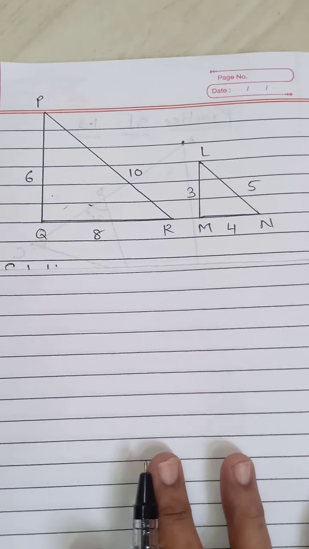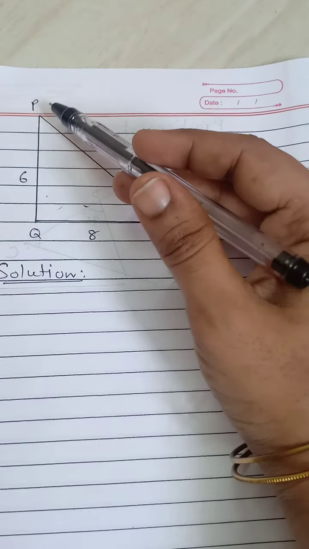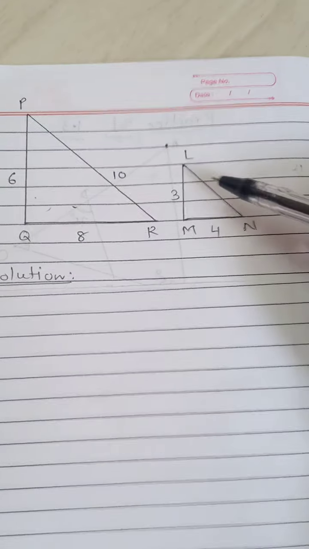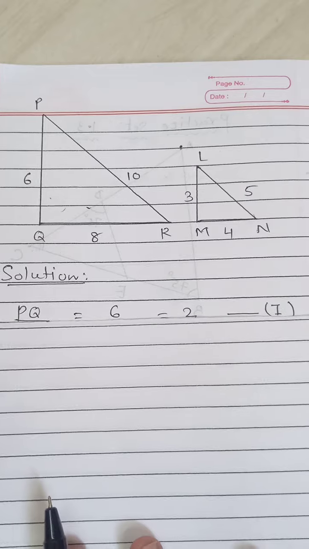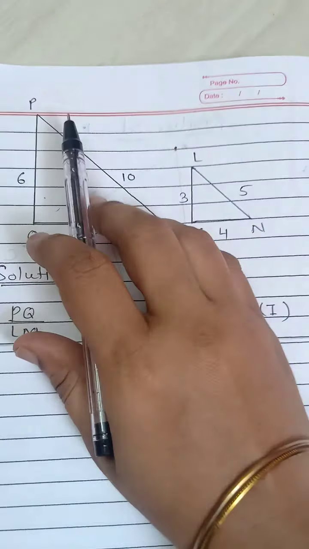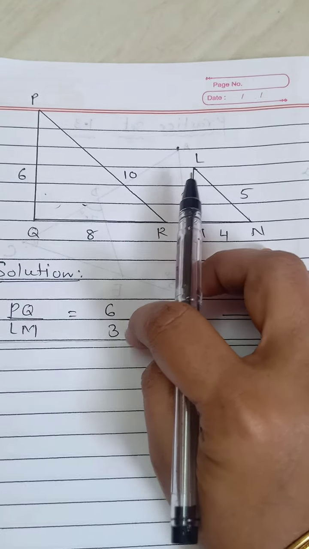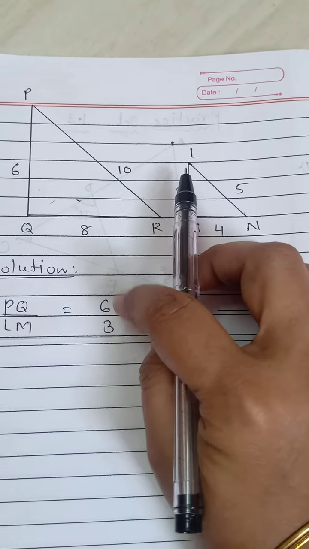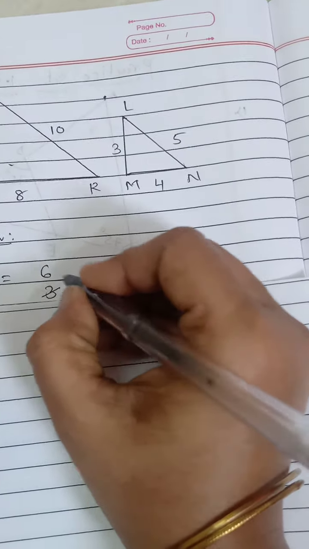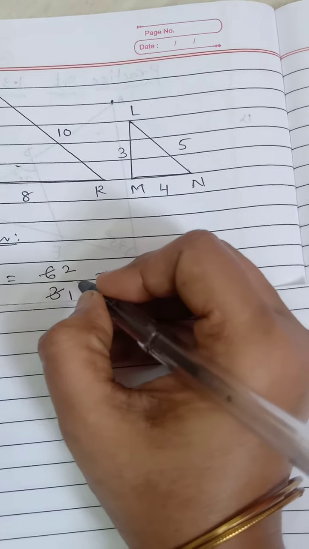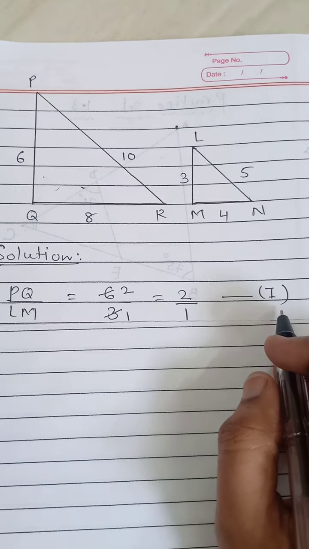First of all, in the solution we will take the ratio of the corresponding sides. Corresponding side means if I am taking PQ here, the corresponding side will be LM. So we will take that ratio, that is PQ upon LM. The value of PQ is 6 and the value of LM is 3. So we can apply this value, that is 6 upon 3. Now we can cancel these two values by 3. So 3 ones are 3 and 3 twos are 6. So we get the answer 2 upon 1, and we call it equation number 1.